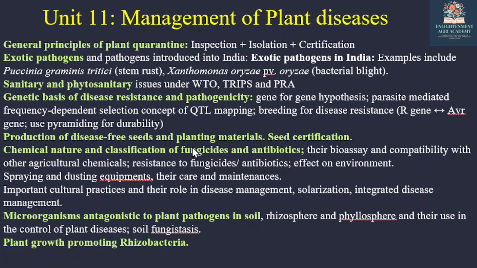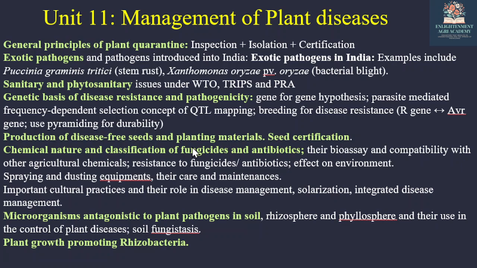So exotic plants and pathogens introduced into India. Exotic pathogens in India, examples like Puccinia graminis come from another country. Xanthomonas oryzae, bacterial blight in rice, is also from another country. Then sanitary and phytosanitary issues under the WTO, TRIPS, PRA. So these issues will be discussed on these topics.